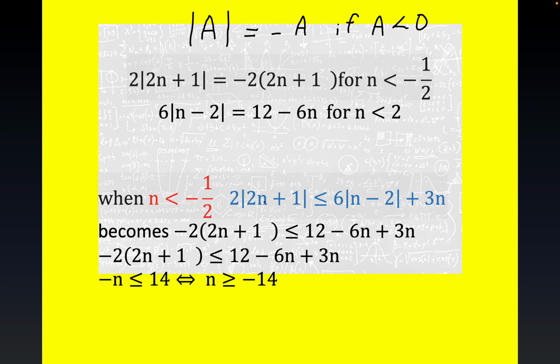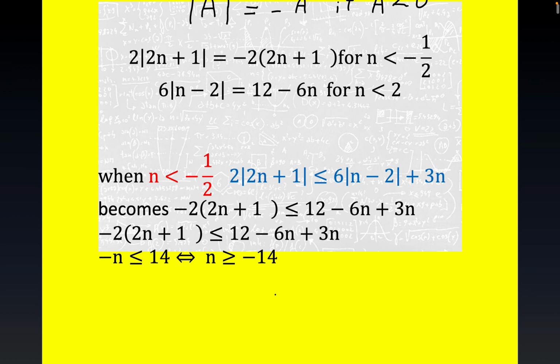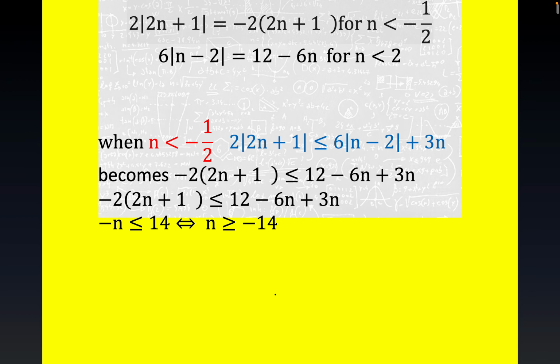And again, I'll leave it to you to verify that. But if you put minus 14 in here, you actually get equality. That's why this says less than or equal. All right, so how many of them are there and what are they? Well, minus 14 is the first one.